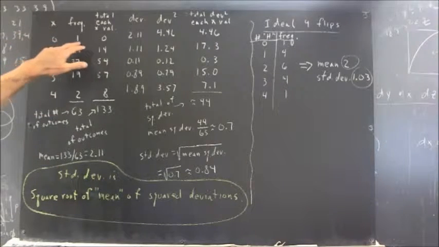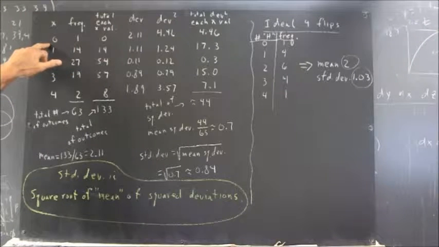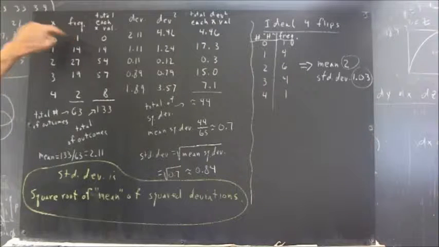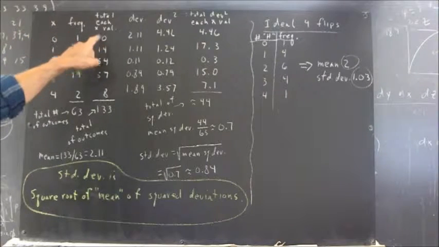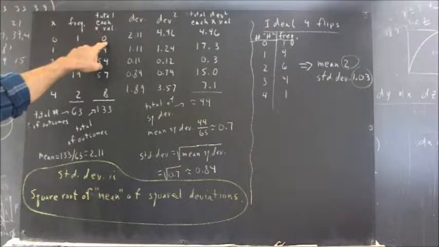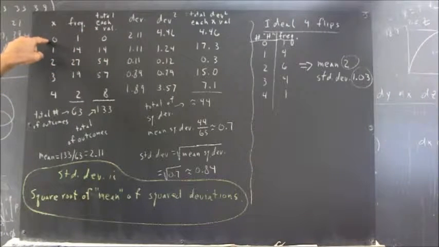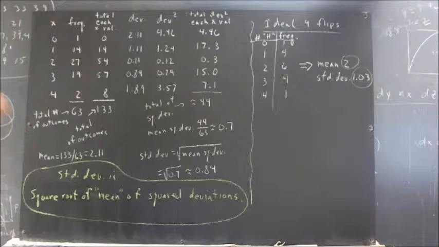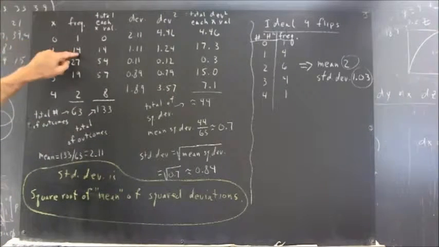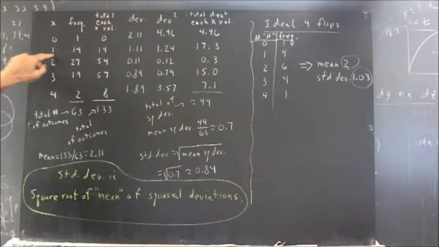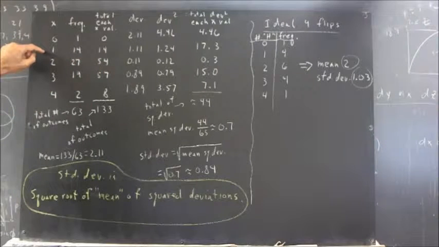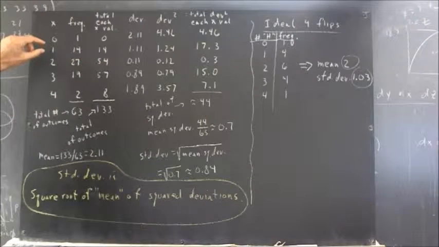We had one case where there were no heads. So the X value for no heads is 0. The frequency is 1, it happened 1 time. If we total for each X value, the total number of heads we got for the outcome 0 is 0. Now for 1 head, that occurred 14 times. So the total for that X value is 14. There were a total of 14 heads that occurred when you had outcomes with just 1 head.